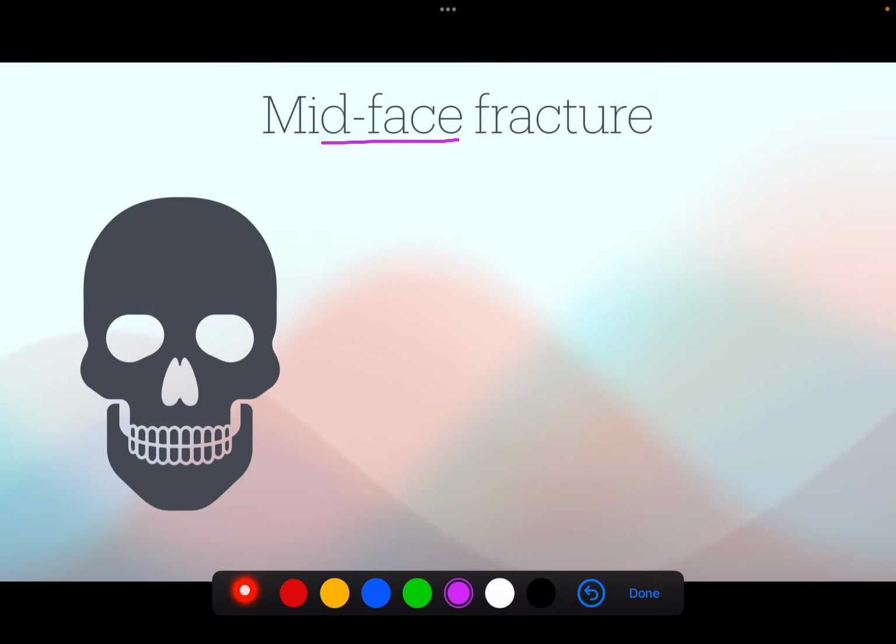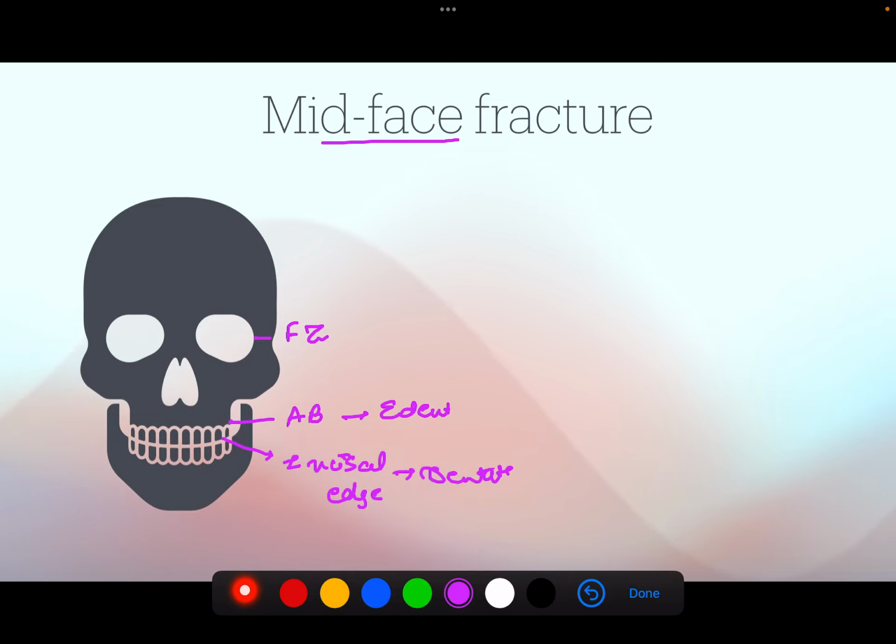Today we'll be learning about midface fracture. So midface is basically the segment from the frontozygomatic suture till the alveolar bone of the maxilla, and for a dentate patient it is till the incisal edge. This is for edentulous, that is till the alveolar process of the maxillary bone, and incisal edge for the dentate patient.